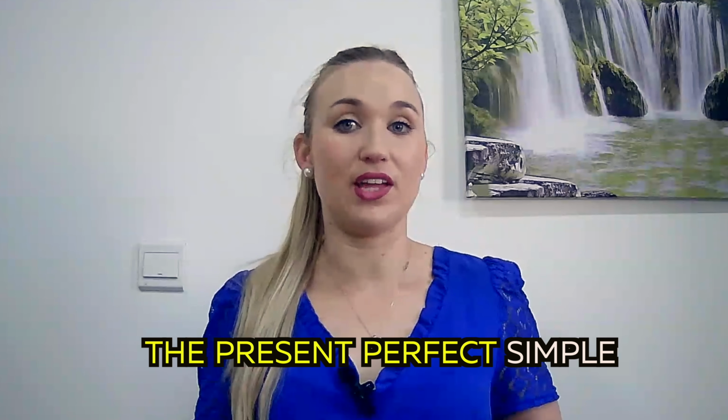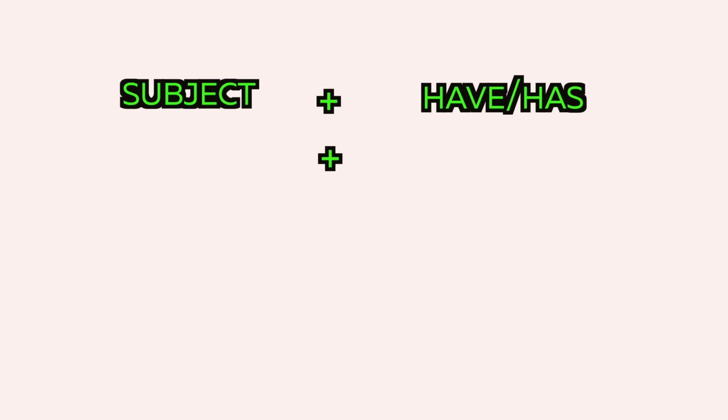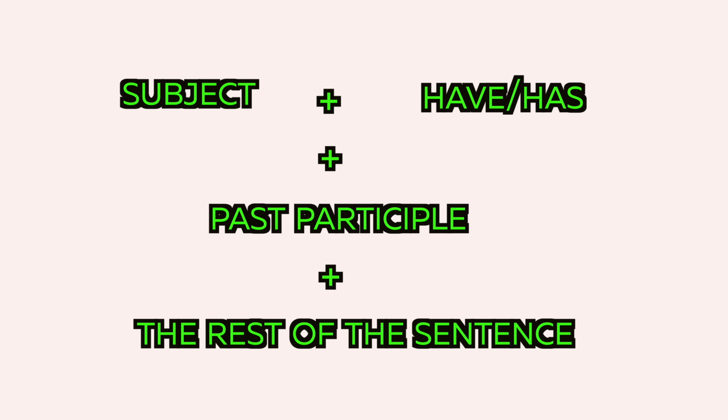Moving on, the present perfect simple is used to connect the past to the present. The time of the action is often unspecified and the focus is more on the result rather than on the action. The general formula of the present perfect tense is subject plus have or has plus past participle plus the rest of the sentence. Let's look at some usages of the present perfect tense and some examples.